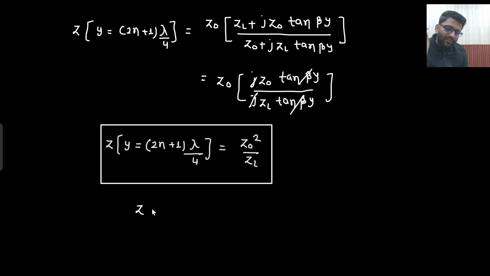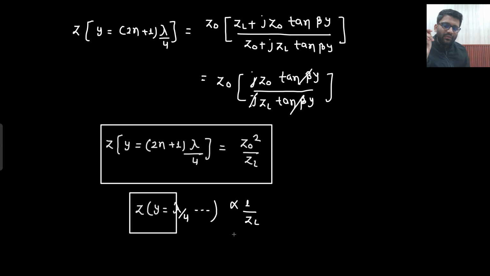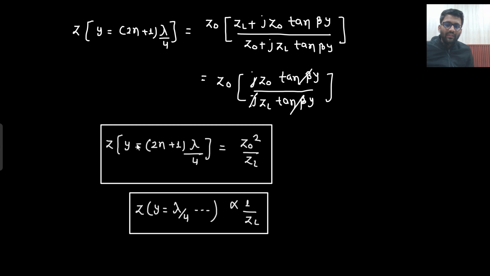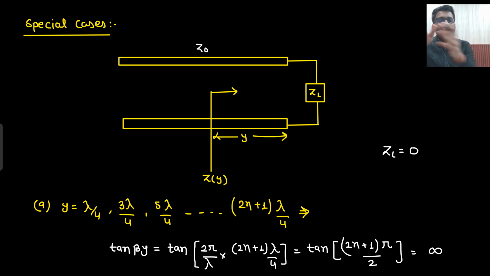So what you see here is that ZY, at lambda by 4 or at different odd multiples of lambda by 4, is inversely proportional to ZL. So just your ZL is getting inverted. Let's say I had a short circuit. Short circuit means ZL would have been equal to 0. If your load was shorted, then what would be the impedance at lambda by 4? That would have been Z naught square divided by 0, that means infinity. So if the load was shorted, then at lambda by 4 you would get open circuit.